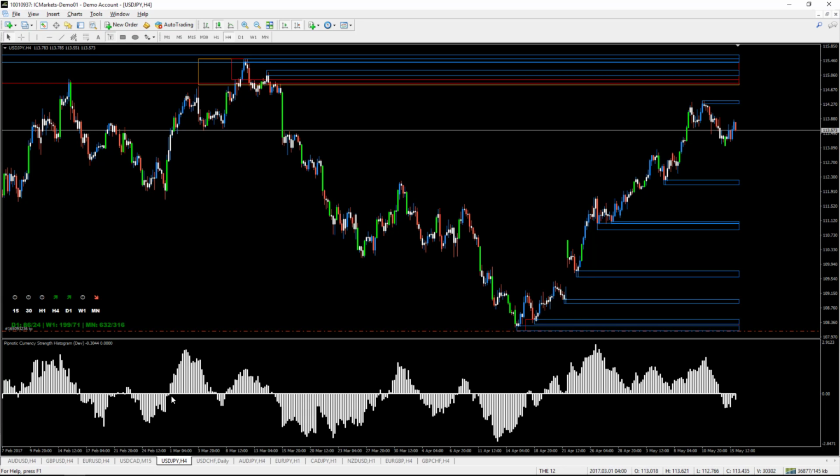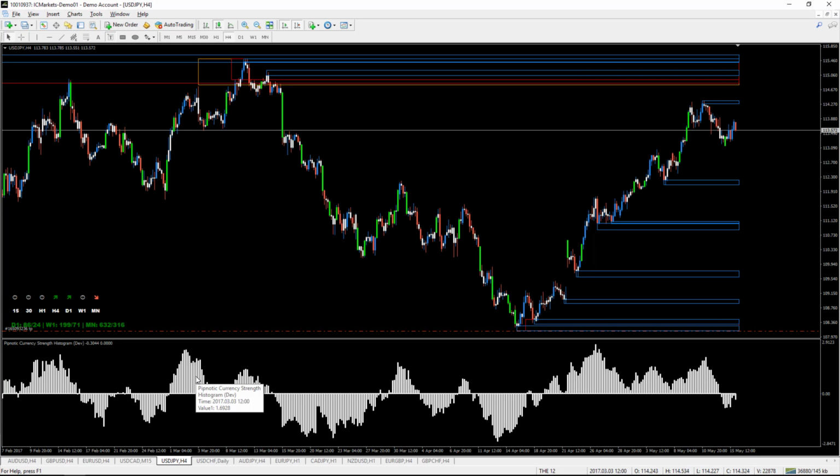It's just a really good indication to follow along with the development of the currency strengths in relation to each other. And it's not showing anything but the currencies that you can see on the chart. So this histogram is the difference in strength between the American dollar and the Japanese yen.